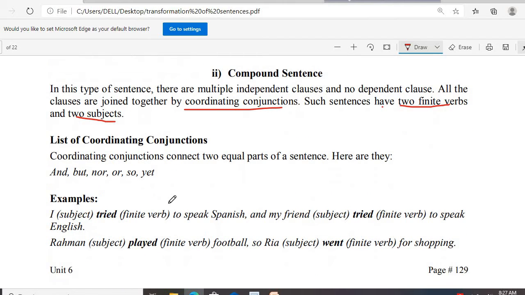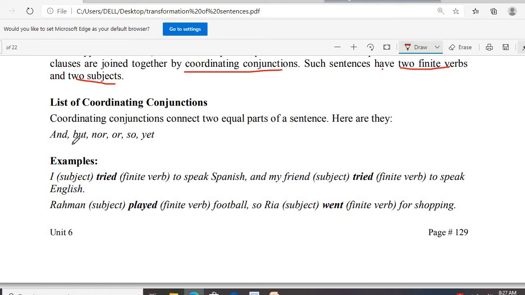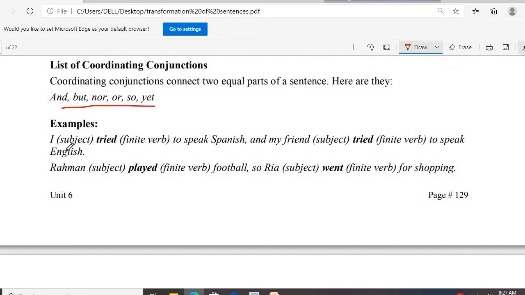Let's see a list of conjunctions used in a compound sentence. Coordinating conjunctions connect two equal parts of a sentence. Here are and, but, nor, or, so, yet, etc. These are the commonly used coordinating conjunctions in a compound sentence. Let's see an example. I tried to speak Spanish and my friend tried to speak English.